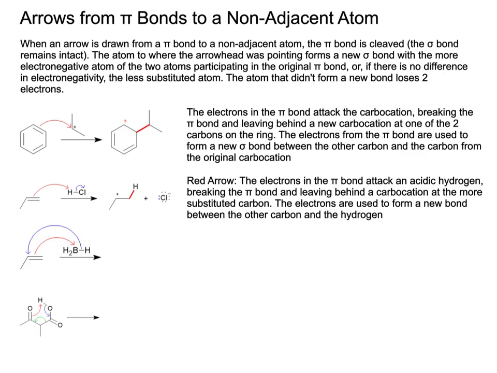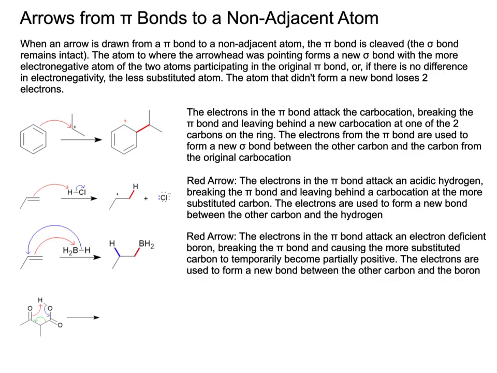In our second example, if we're focusing on the red arrow, the electrons in the pi bond attack an acidic hydrogen, breaking the pi bond and leaving behind a carbocation at the more substituted carbon. The electrons from the pi bond are used to form a new sigma bond between the other carbon and the hydrogen, as shown on the products on the right. The blue arrow simply shows the chlorine being cleaved from the hydrogen and gaining the electrons.